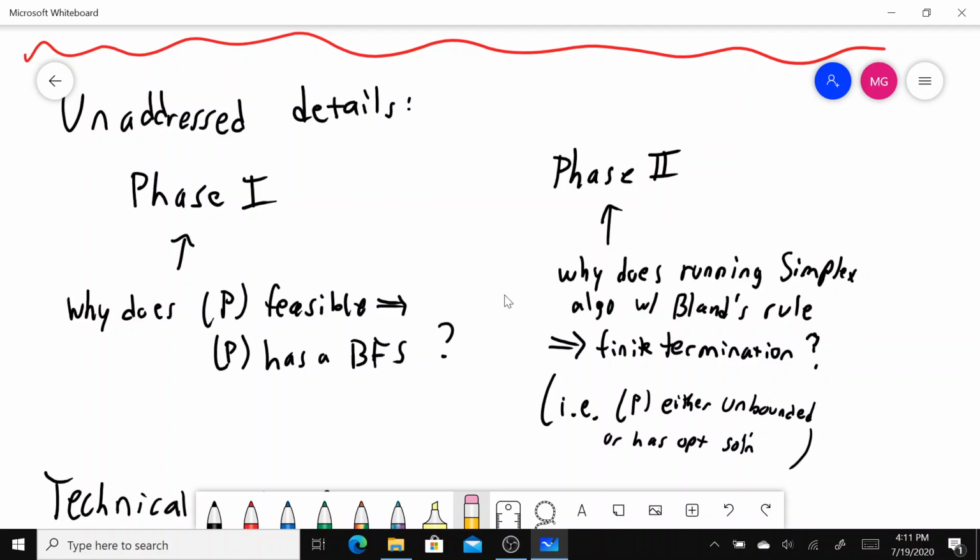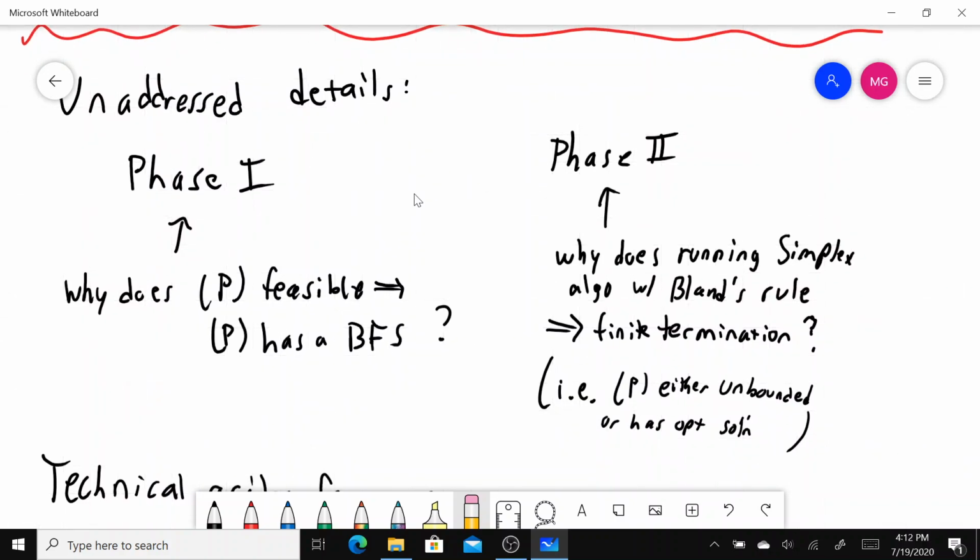And so, assuming all these details are true, then that tree I drew above with the phase 1 and phase 2 stages is justified. And then that justifies the fundamental theorem of linear programming as well, which is that exactly one of those three outcomes, either infeasibility from phase 1 or unboundedness or optimality from phase 2, occurs. But we haven't addressed those details. We're just taking them for granted.